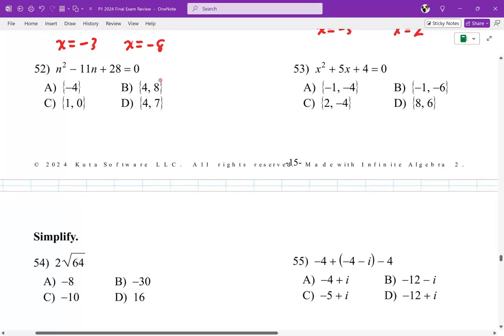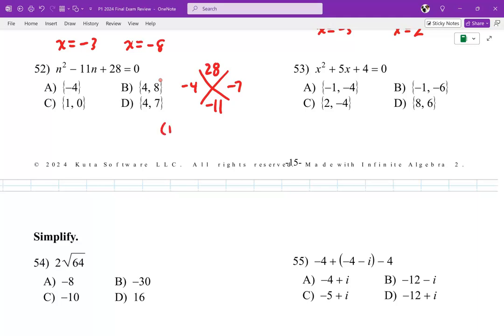So let's see. We'll do the x method for it. A times c, that's 28, and negative 11 goes here. Factors of 28 that give me 11. Well, 1 and 28 won't. 2 and 14 will not, because that'll give me a 12. 4 and 7 will. 7, 8, 9, 10, 11. So yes, it's 4 and 7. They both have to be negative, though. And I don't have to divide by anything because a is 1. So my answer is going to be n minus 4, n minus 7 equal to 0. So my two answers are going to be what? 4 and 7. So D.